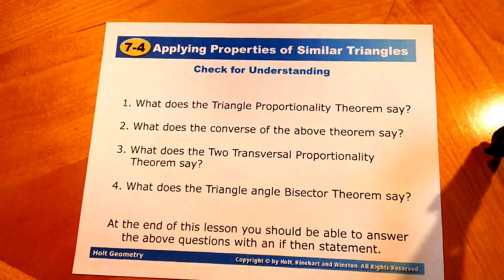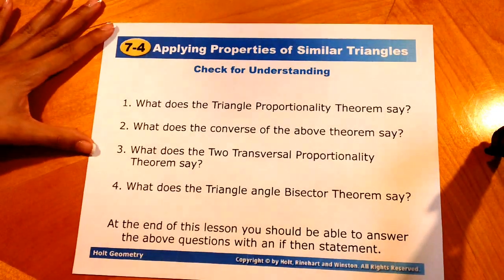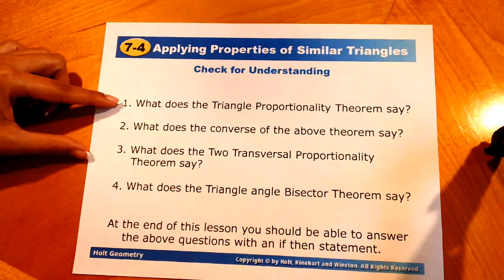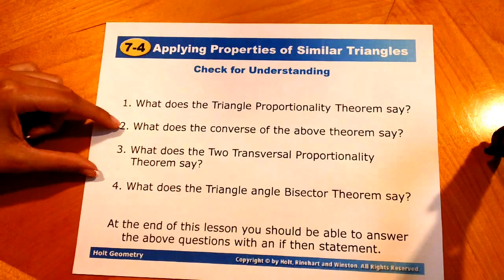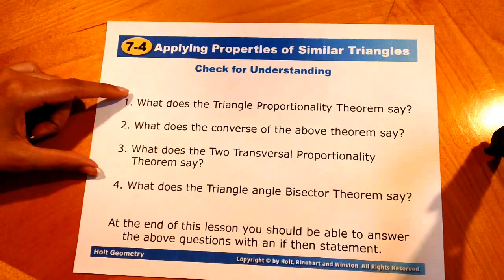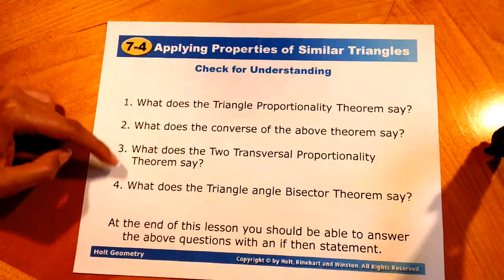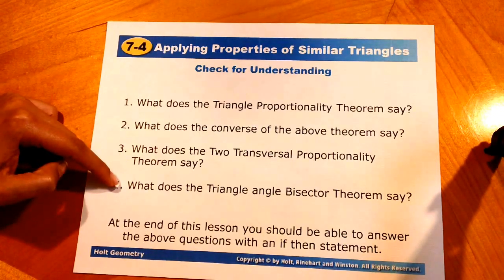So if you want to know whether or not you've gotten everything out of this lesson that you were supposed to, you should be able to answer the following 4 questions. What does triangle proportionality theorem say? What does the converse of the triangle proportionality theorem say? What does the two transversal proportionality theorem say? And what does the triangle angle bisector theorem say?